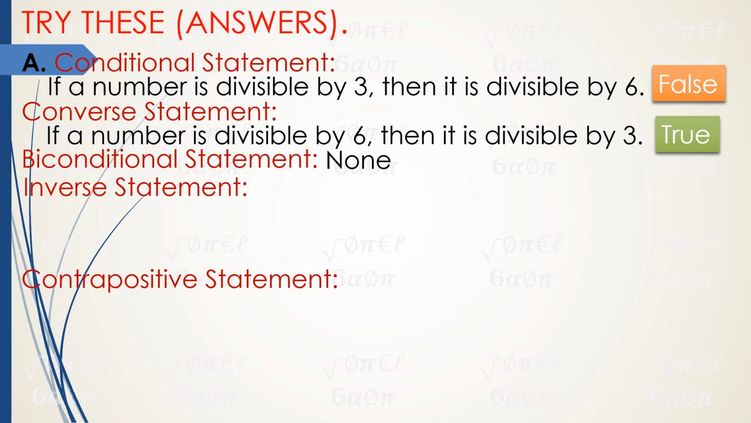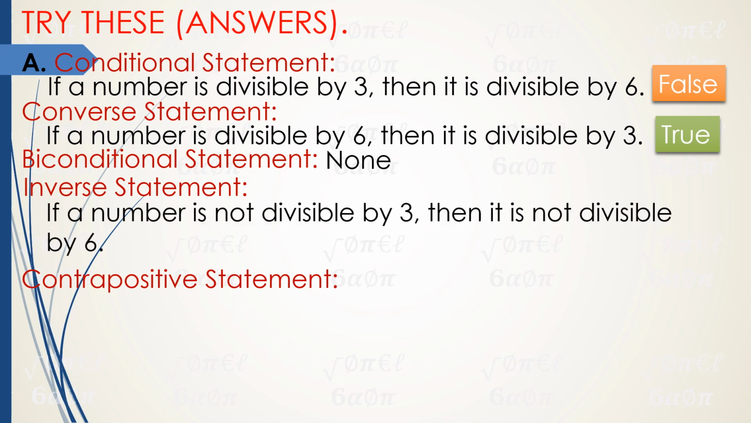For the inverse statement, lalagyan lang natin ng not yung ating conditional statement. If a number is not divisible by 3, then it is not divisible by 6. So, kahit hindi mo na i-analyze, kung sigurado ka na sa conditional tsaka converse mo, ang sagot na natin dyan ay true kasi palaging parehas si converse tsaka si inverse. Pero analyze pa rin natin. If a number is not divisible by 3, hindi raw divisible by 3. Kaya hindi raw divisible by 6. So, tama naman. Once na hindi na divisible by 3, hindi na rin divisible by 6.